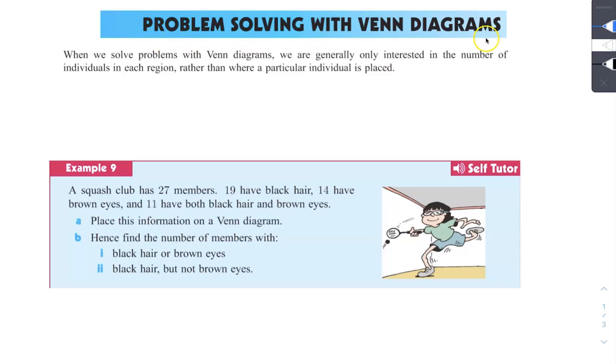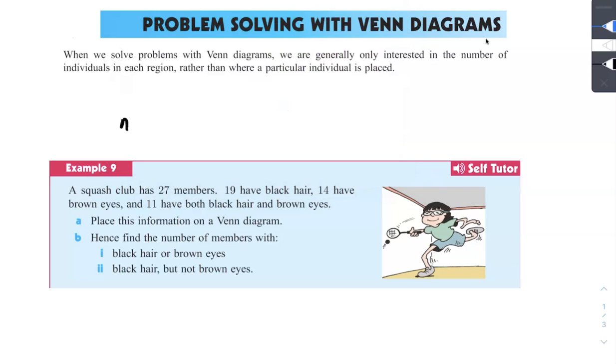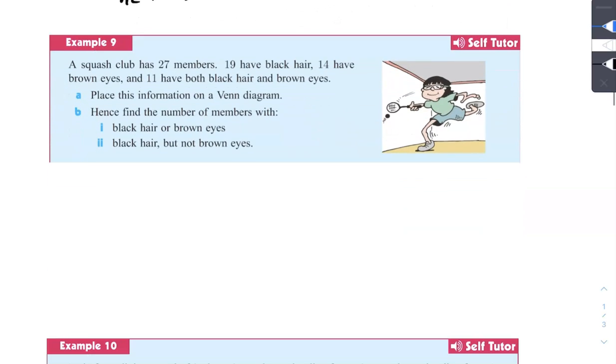Problem solving Venn diagrams. For this one, when we problem solve Venn diagrams, we're going to use our favorite formula again. The number of items in A union B is equal to the number of items in A plus the number of items in B minus the number of items in the intersection of A and B. So keep that formula in mind. I'm probably going to refer to it a lot in this lesson. So let's just get on it.